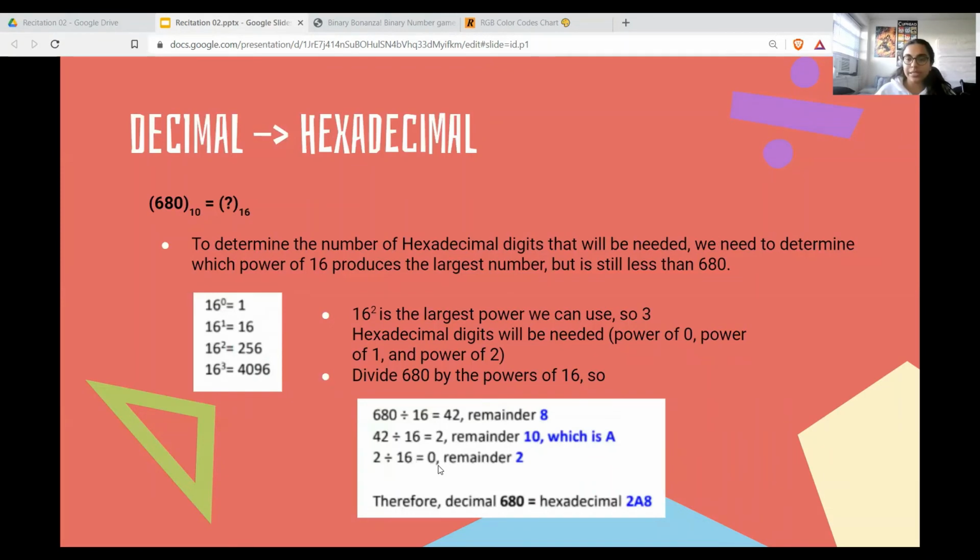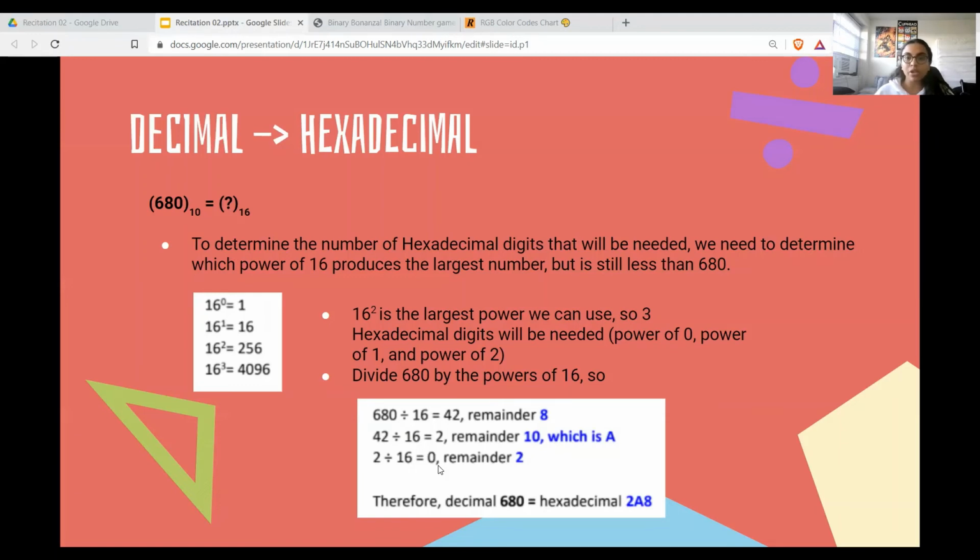And the last conversion is decimal to hexadecimal of the number 680 over here. So first thing to do is determine how many hexadecimal digits will be needed. This will be done by determining which power of 16 produces the largest number that is still less than 680. So if 16 is raised to 0, it will give us 1. If 16 is raised to 1, it will give 16. 16 to the power 2 gives 256, and 16 to the power 3 gives 4096, which exceeds the given number, which is 680. So 16 raised to 2 is the largest power that we can use.